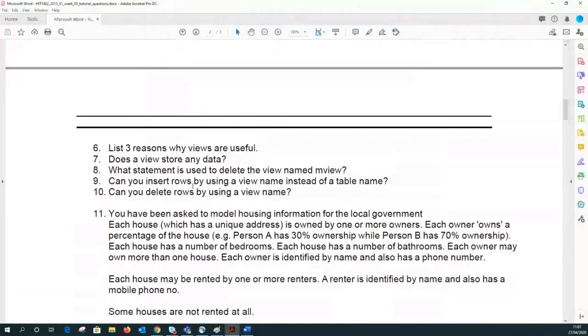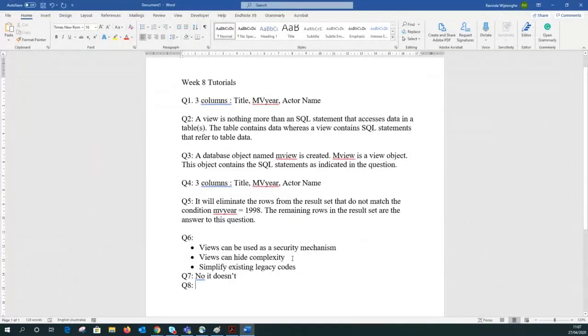Question 8. What statement is used to delete the view named MV? If I wanted to get rid of a particular view, how do I delete it? It's the same as deleting a table, isn't it? Because a view is a virtual table, not a physical table. So we can delete a view the same way we delete a table. How do we delete a table? What is the command?